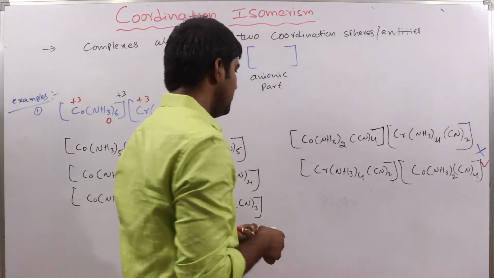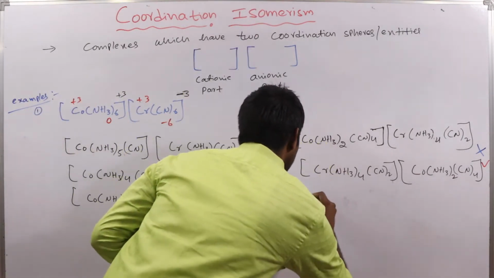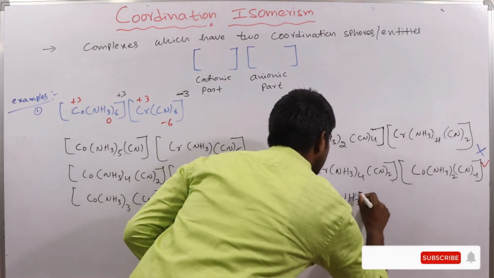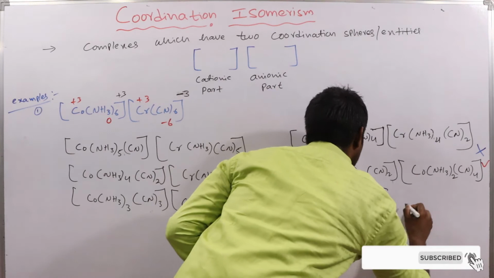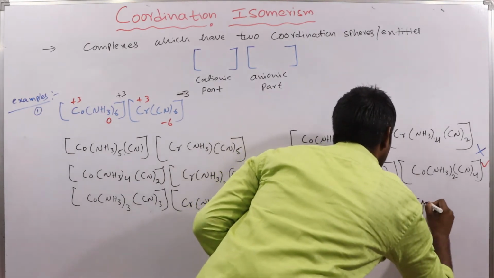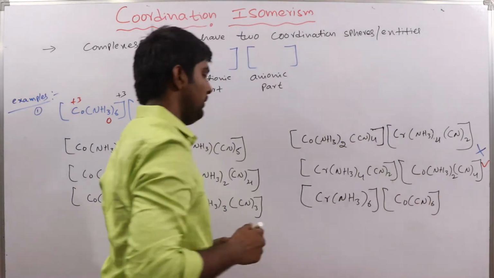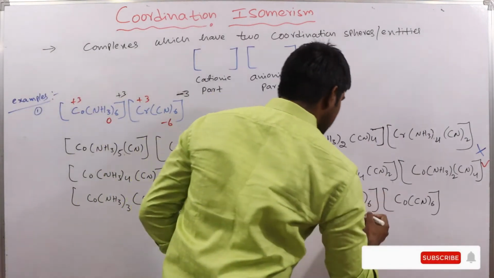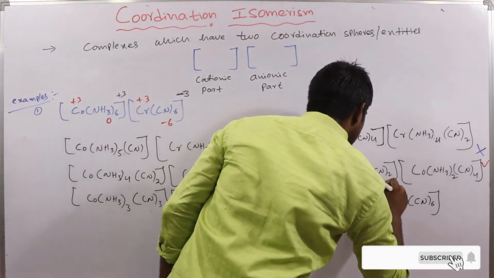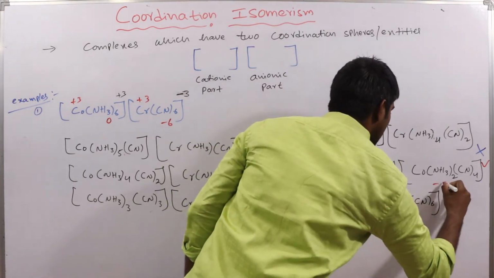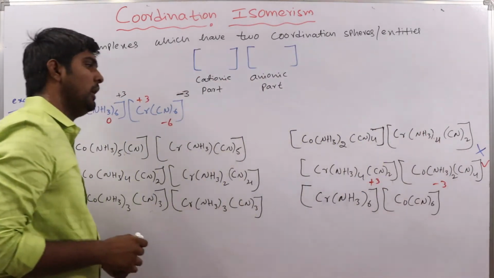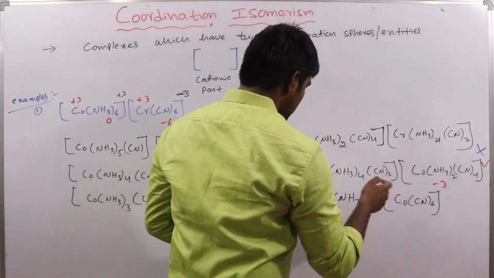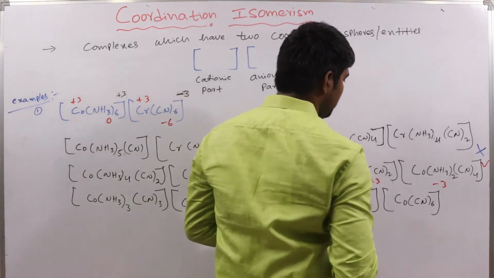And the last possibility is that, okay, all the 6 ligands are exchanged between the two coordination spheres. So this is the final one. Here if you consider this one, this carries 3 units of positive charge and this coordination sphere carries 3 units of negative charge. Again here also, this is the only correct way to represent.